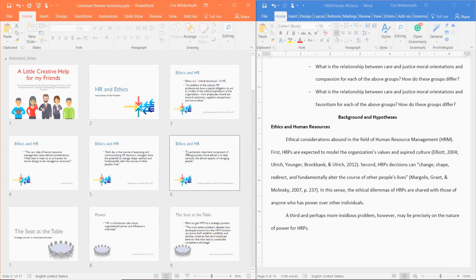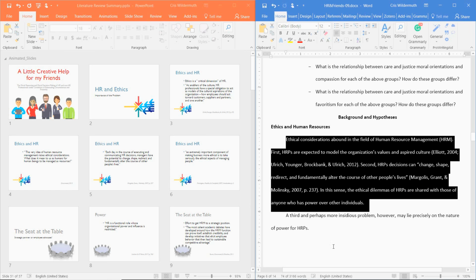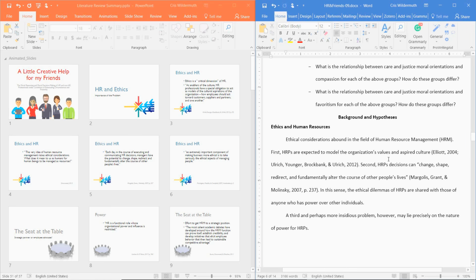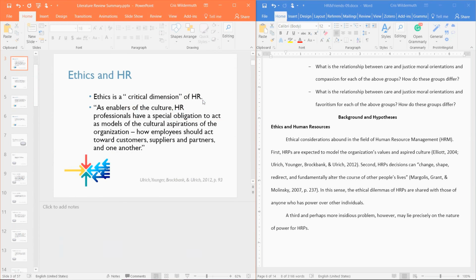And now, as I'm writing my paper, I've already organized it, and then I start writing. So this is my first paragraph. Ethical considerations abound in the field of human resource management. That first sentence is mine. First, HRPs are expected to model the organization's values and aspired culture. Now notice that two people said that. I have that information here from these guys: HR professionals have a special obligation to act as models of culture.